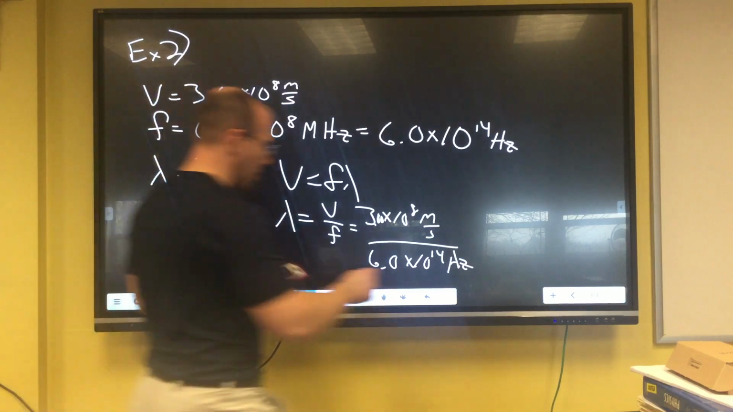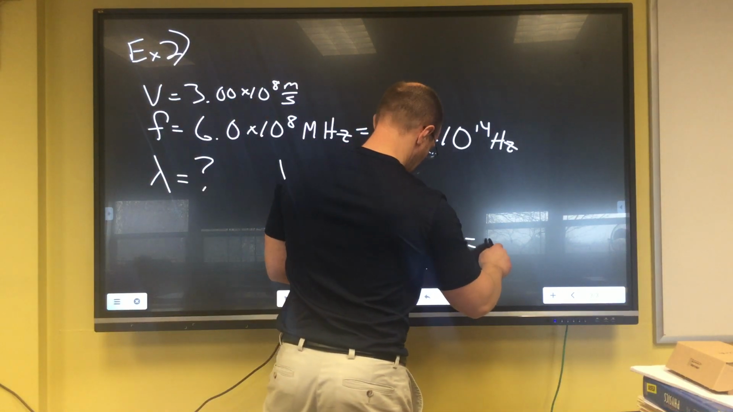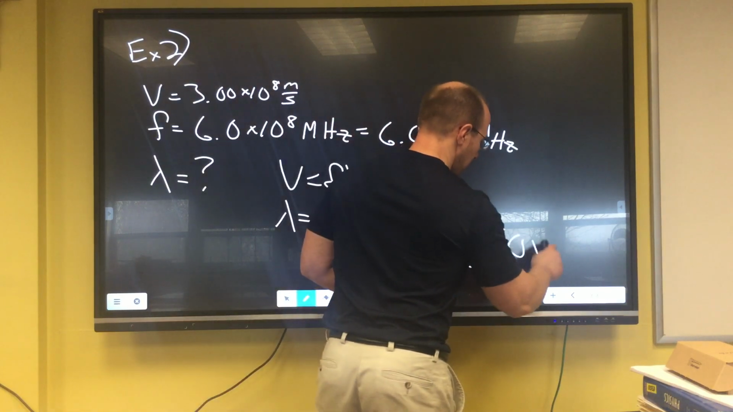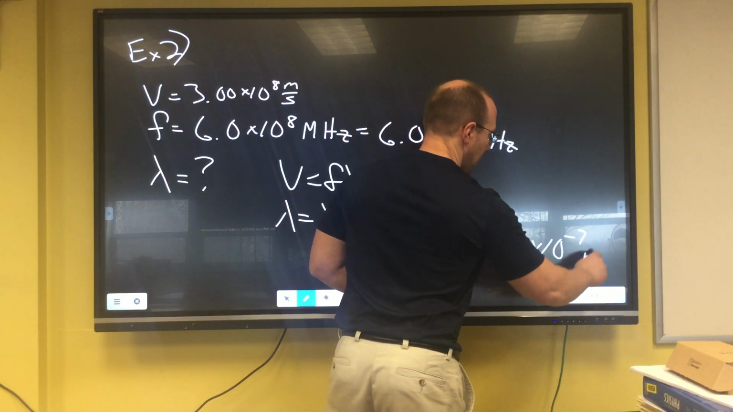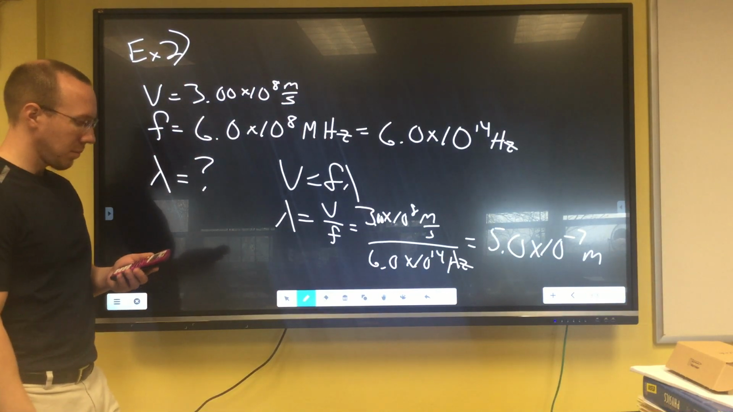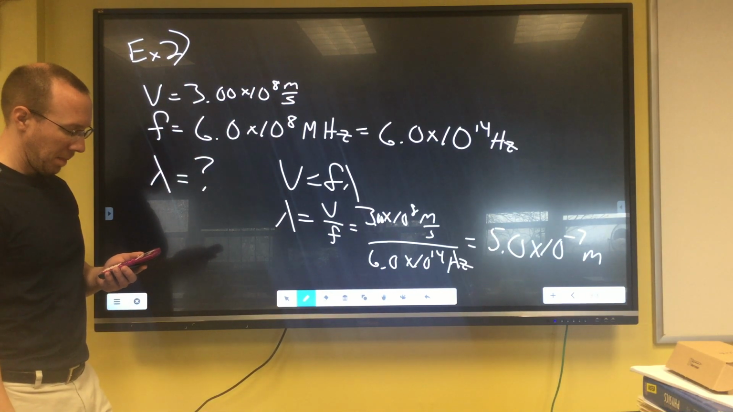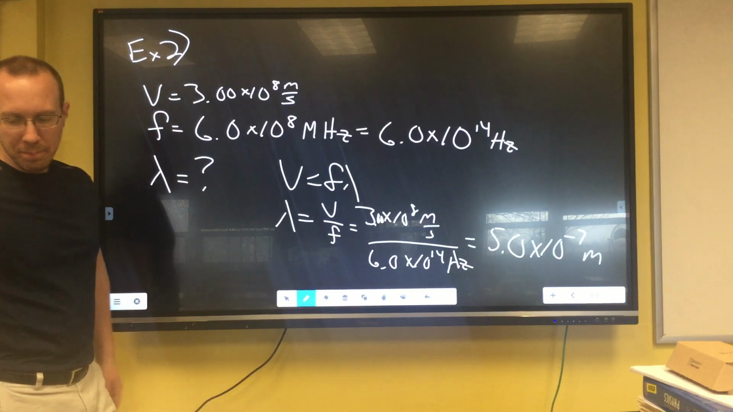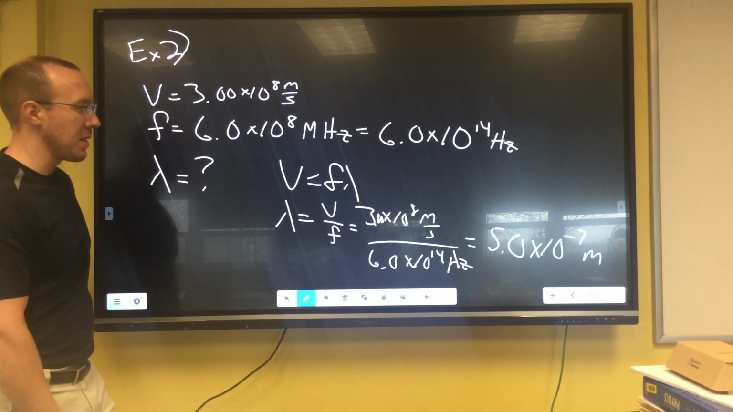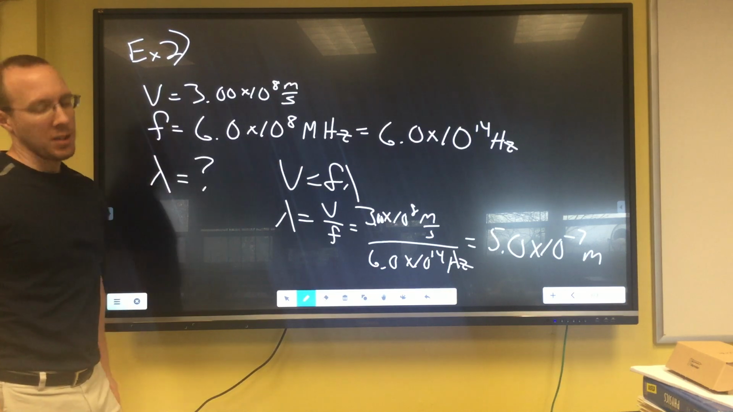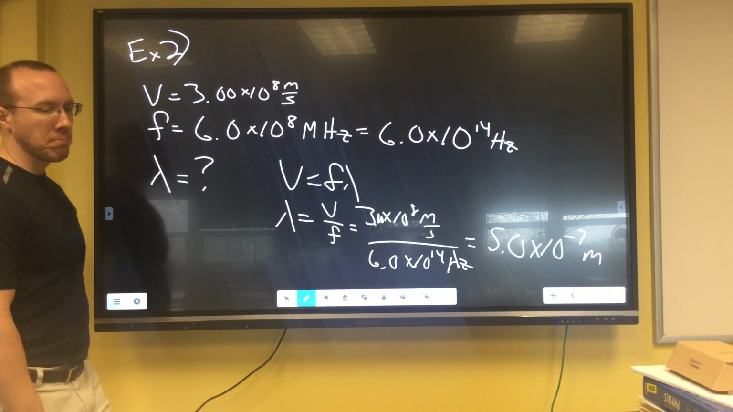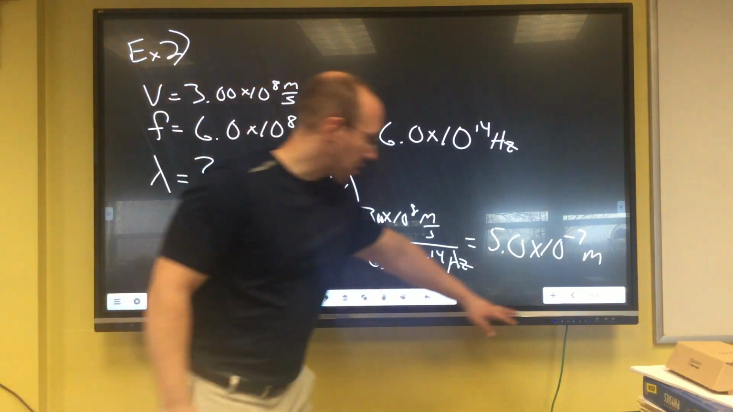And we get 5.0, two significant figures, times 10 to the negative 7th meters. Now, one of the big mistakes, I think it's pretty obvious what would be in this one, is that people wouldn't convert from megahertz to hertz. All right? Next.